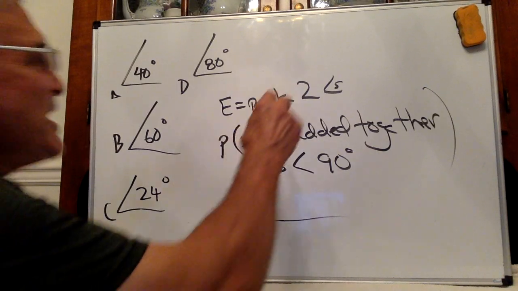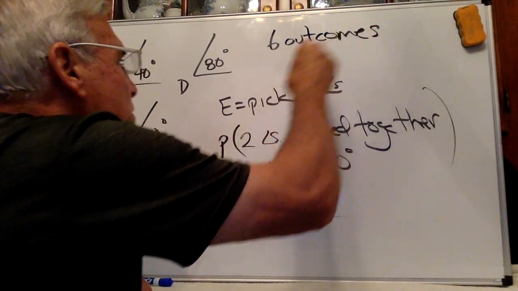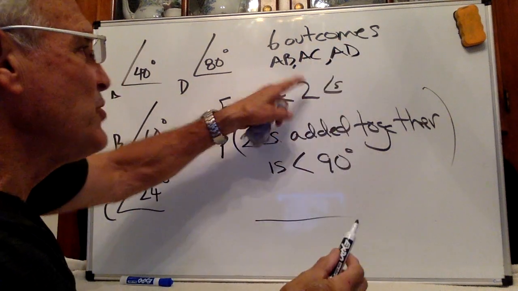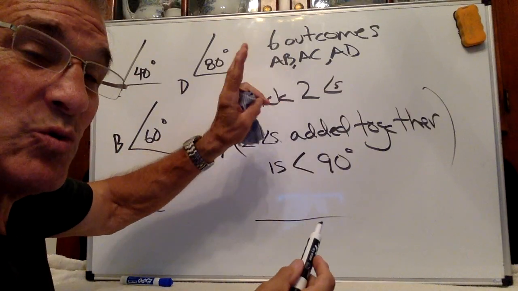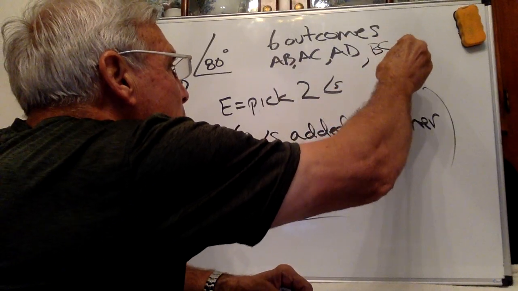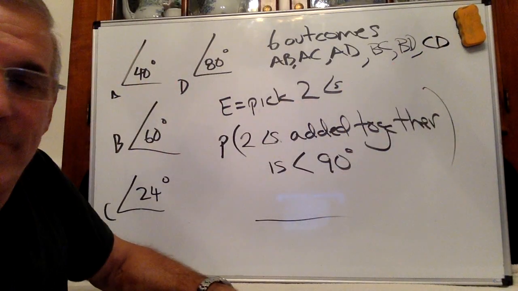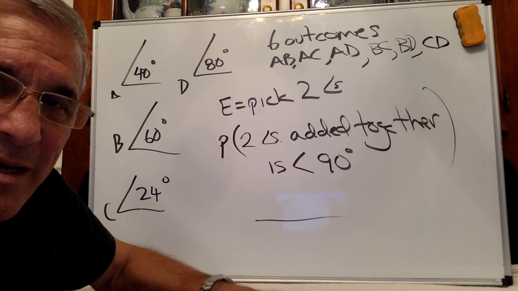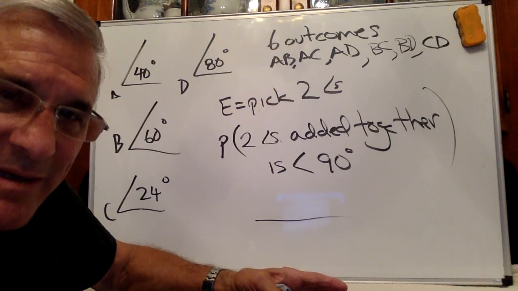Again, there are 6 outcomes. I can go AB, AC, AD, and it doesn't matter which I pick first. When I pick A and B, it's the same as picking B and A. You don't do it twice. I can pick B and C, B and D, and then C and D. Those are the only 6 outcomes. I hope you understand that. Again, AB is the same as BA. AC, same as CA. Doesn't matter which order.